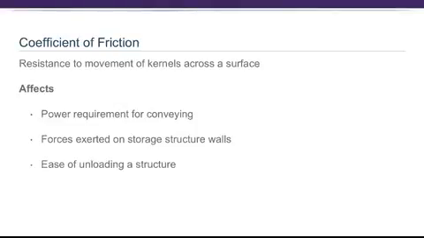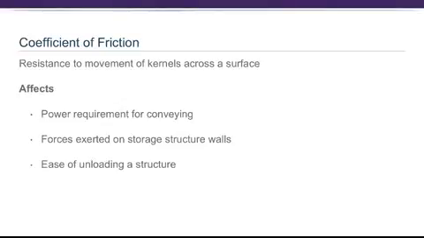These things affect things like the power requirements for conveying. You can imagine in an auger conveyor or a drag conveyor, where we're moving the material along, dragging it across the surface essentially, the greater that friction, the more power is going to be required. It also affects the forces that are exerted on storage structure walls because the kernels are pressed against the wall, and there's a friction between those kernels and the walls, which then affects how the wall itself is loaded.